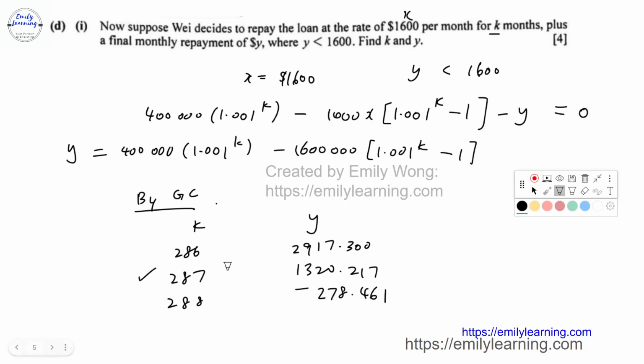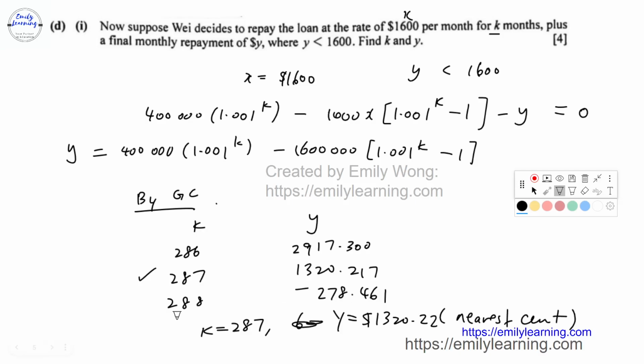So therefore, the value that I'm looking at is K equals to 287 and Y is equals to 1320.22 when corrected to the nearest cent. Okay, so this is the answer. The easiest way I feel is by using the GC.